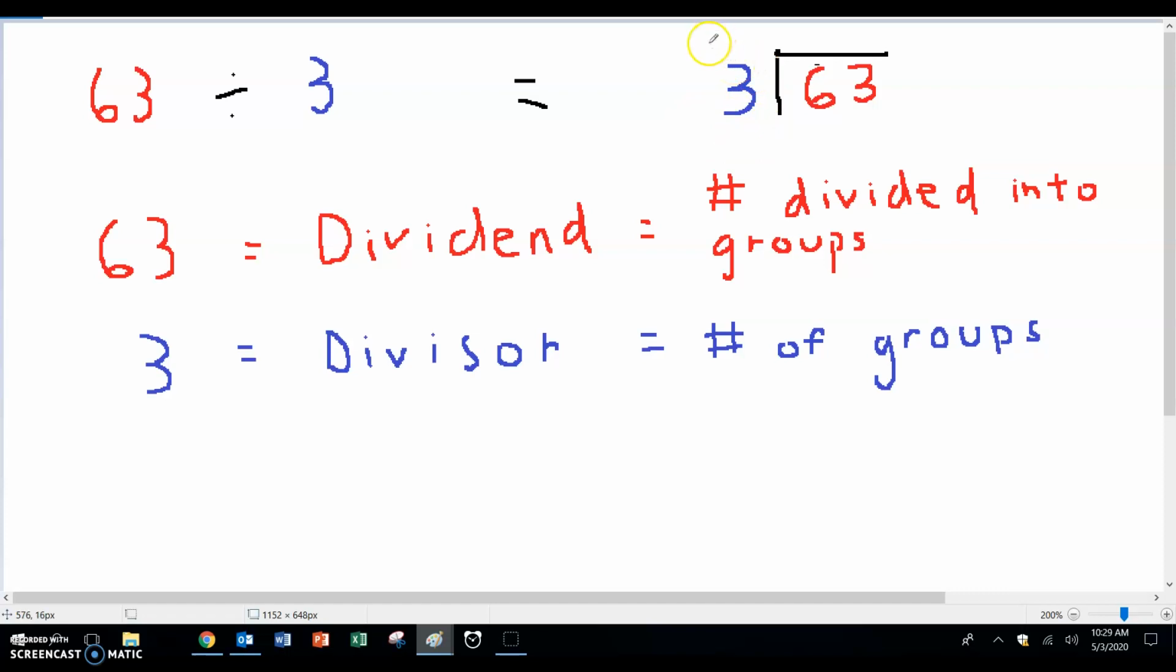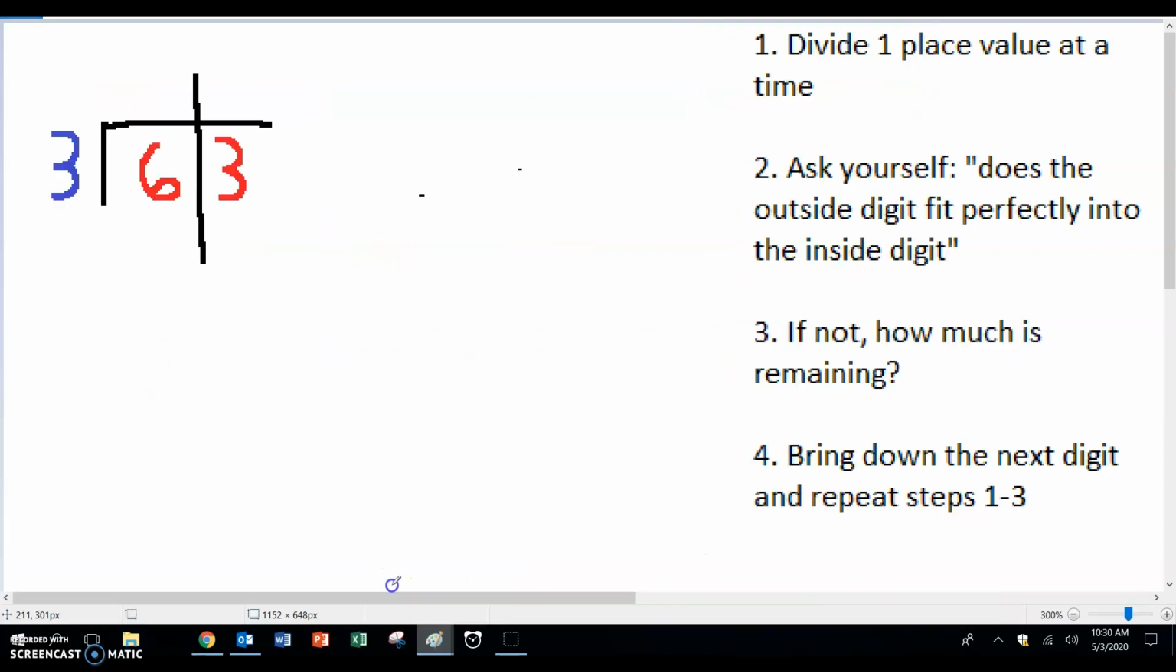Now we're going to look at how we use this standard algorithm to solve division problems. There's a couple things to keep in mind as we solve through. We start from the left and we divide all the way to the right. We take it one place value at a time. So if we are starting from the left, our first place value is 3, and our next is 6, which then brings us to step 2.